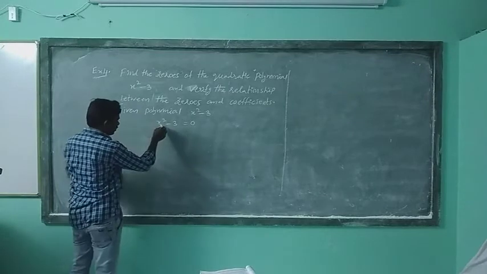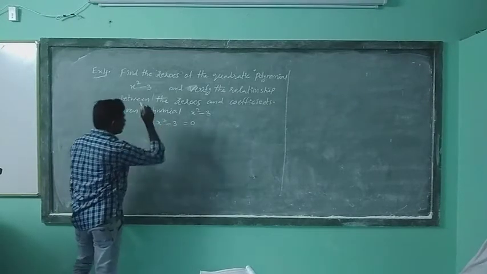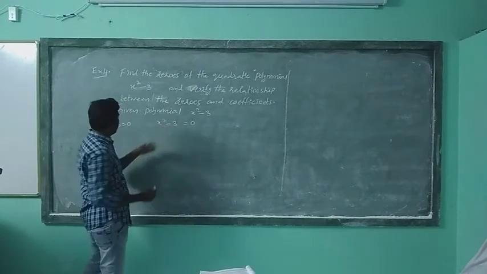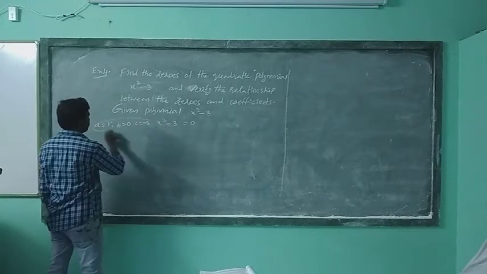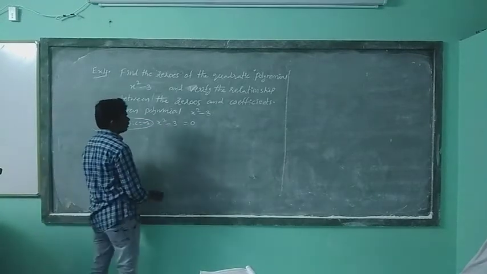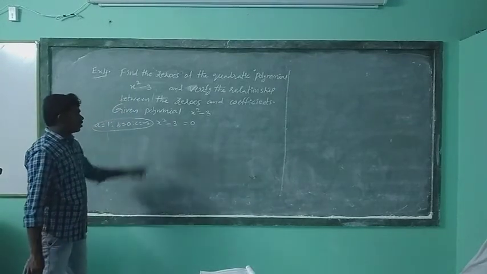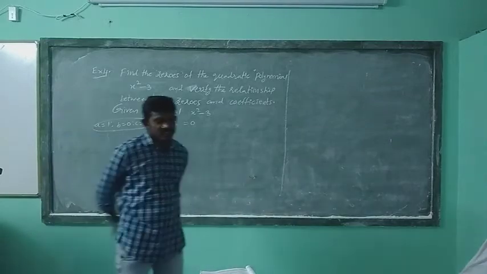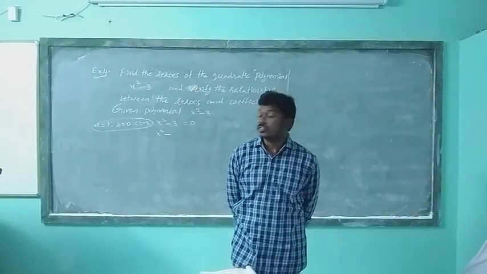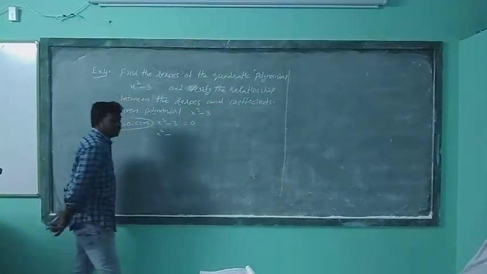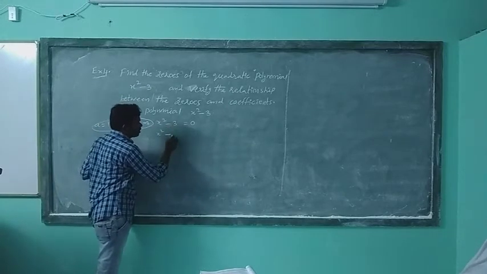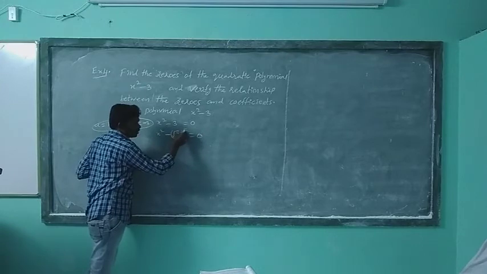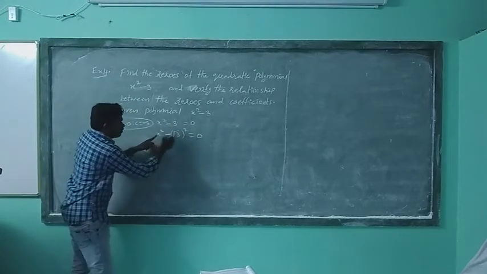Now comparing with ax square plus bx plus c, here a equal 1, b equal 0, there is no extra term, and c equal minus 3. So x square minus 3. Here 3 can be written as root 3 whole square. So x square minus root 3 whole square equal 0. Root 3 whole square: the square root and square cancel, remaining 3.